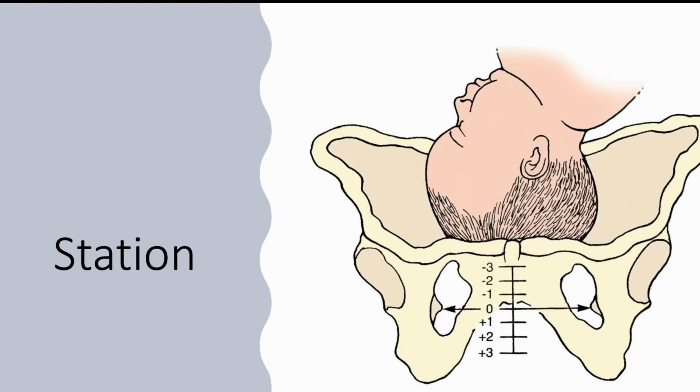Next I would like to talk about the station. When the presenting part is at the level of the ischial spine of the pelvic cavity, we call it zero station. The presenting part is engaged at this level. It means the presenting part cannot move up once it has reached the zero level. It can only move downwards, not upward. When the presenting part moves 1 centimeter below the ischial spine, we call it +1 station. If it moves 2 centimeters below the ischial spines, we call it +2 station.